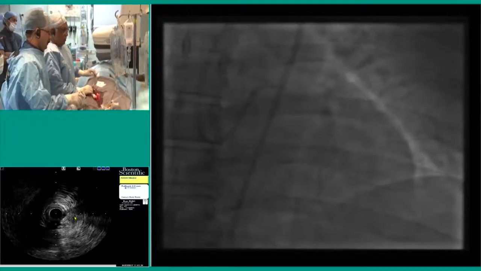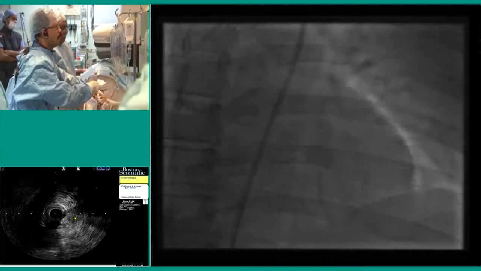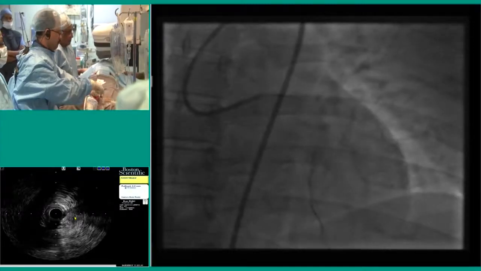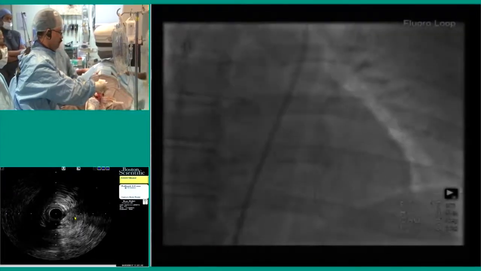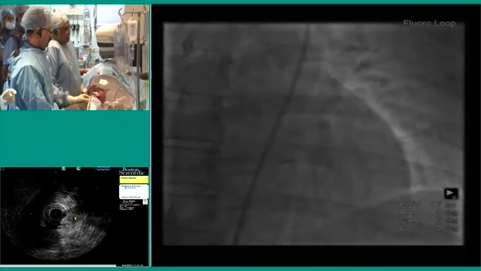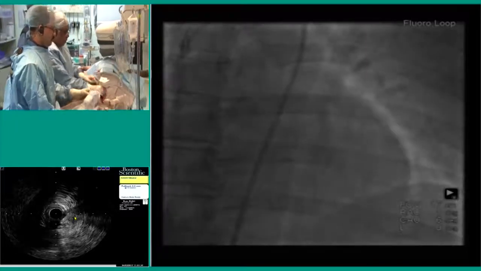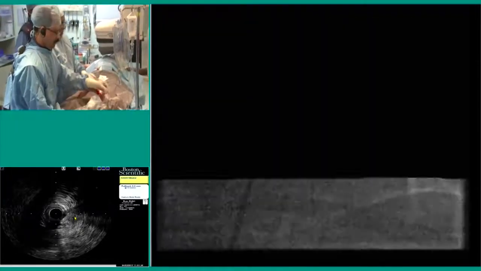Small test. Okay. Small test. You saw what I did? Now I got the full engagement. So this is safer to do this way because you won't injure the left main. AP cranial.